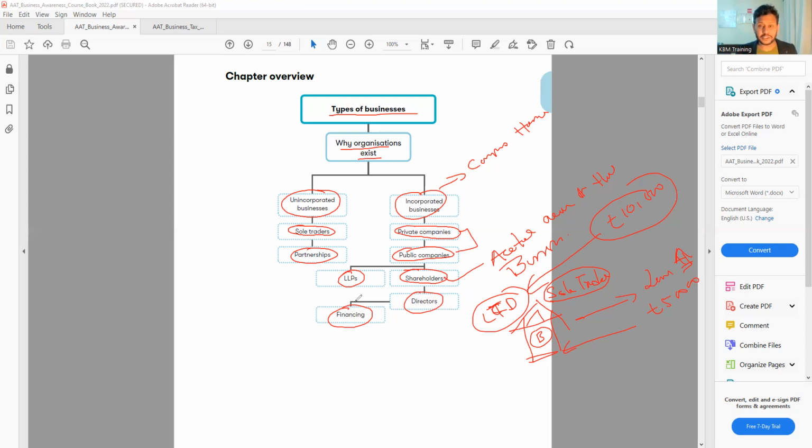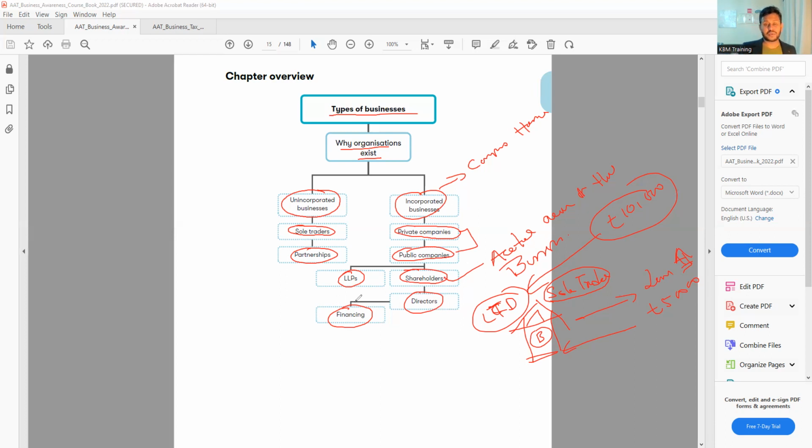We don't have much else. So this is the only way you can do business in the UK. If you are a charity, this is a different story. You can register with the Charity Commission, but that's a different thing. But if you want to do business where you intend to make a profit, this is the only way: either sole trader, partnership, or limited company, you will start the business.